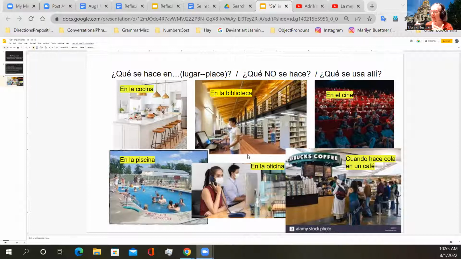Bien. Bueno, en el cine, algunas ideas, some ideas. Se mira una película. Sí, bien. ¿Qué más? What else? No se usan los teléfonos, los celulares. Sí, claro.